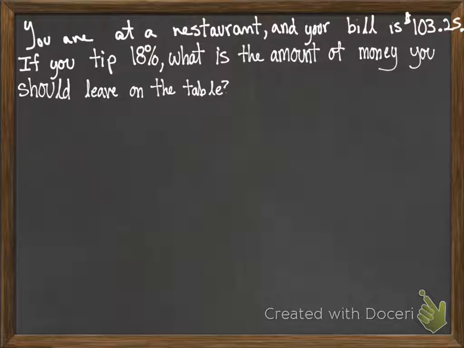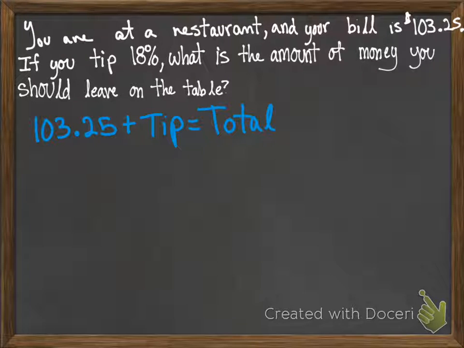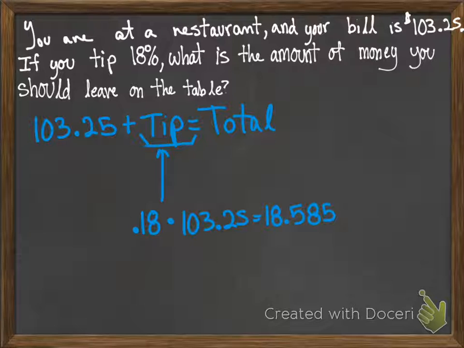Okay, so here's a scenario. You're at a restaurant, your bill is $103.25. If you tip 18%, what's the amount of money you should leave on the table? All right, so I know my bill is $103.25. I'm going to add the tip on top of that. So 103.25 plus my tip will tell me the amount of money I have. So we need to figure out the tip. Well, if I want to tip 18%, I need to do 18% of my total. So 18% is 0.18 times 103.25, which if you go on your calculator is 18.585.